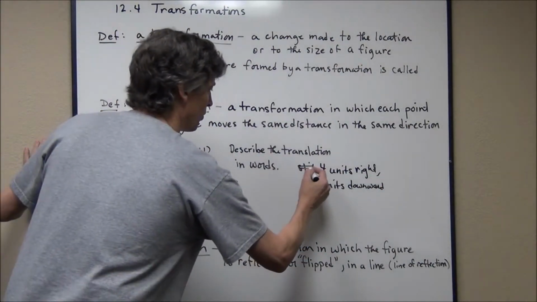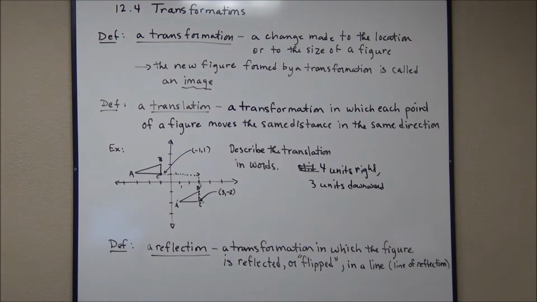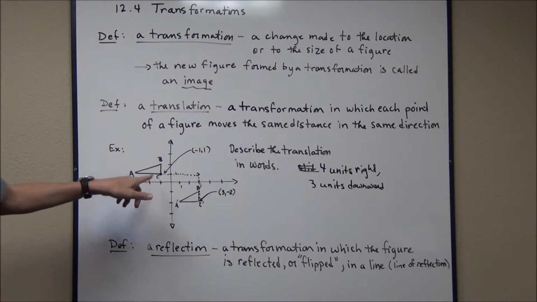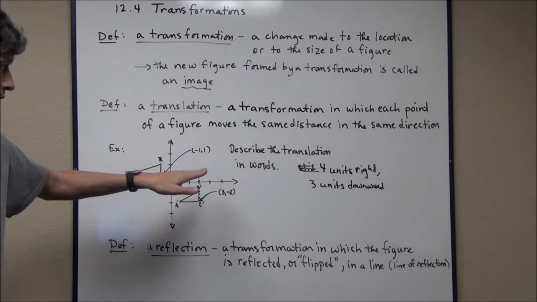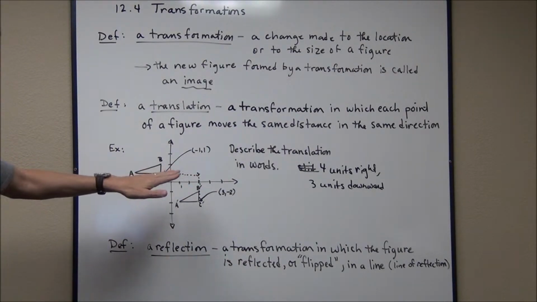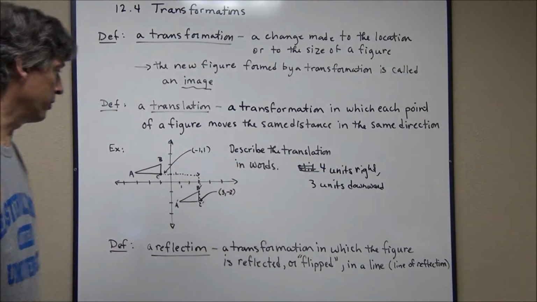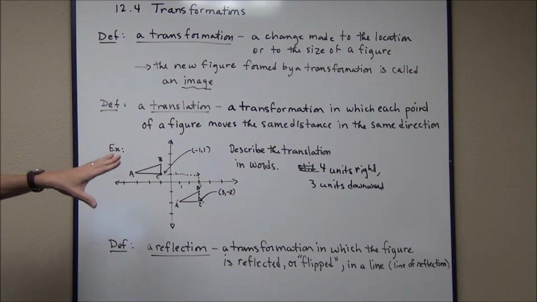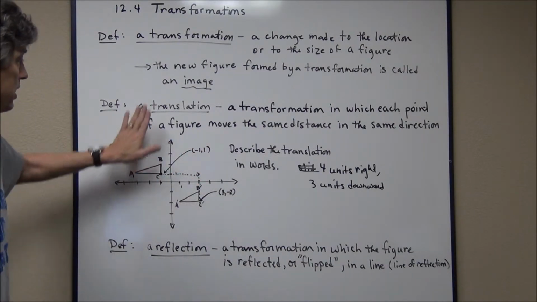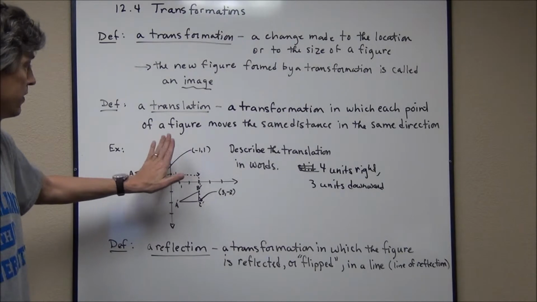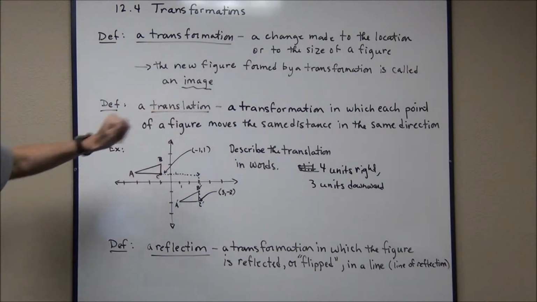I don't think I'd use the word slid. That looks pretty silly. I don't even know if that's a word. So in this case, we're translating or shifting it or sliding it 4 units to the right and 3 units downward. That's the type of translation that we're looking at. Okay, notice that it slides upward, downward, right, left. That's how a translation works.